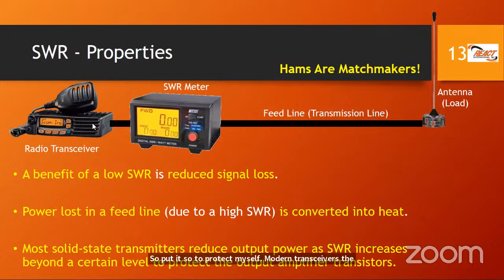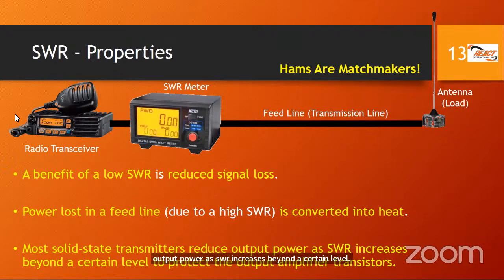So to protect myself, modern transceivers, the solid state type, will look to reduce the output power. If it is detecting a mismatch along the line, it will try to do that and reduce the power output to protect itself. So we say that most solid state transmitters reduce the output power as SWR increases beyond a certain level. Why? To protect the output amplifier transistor.